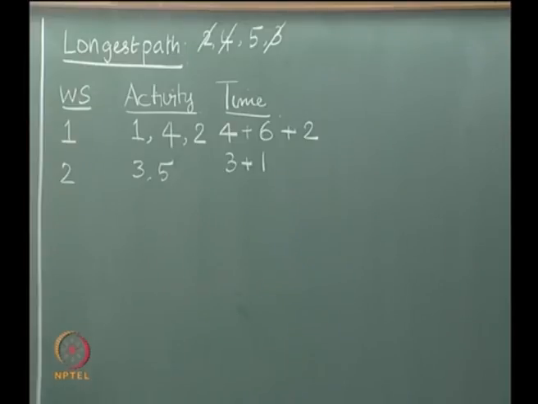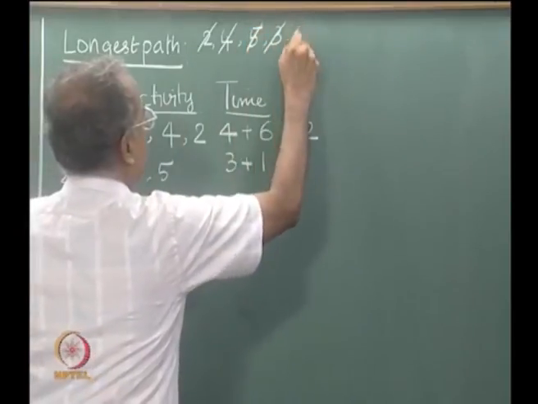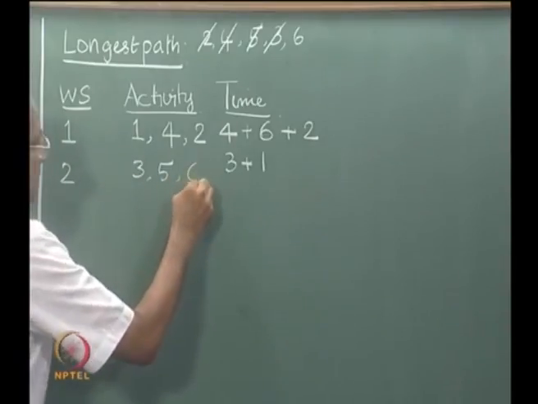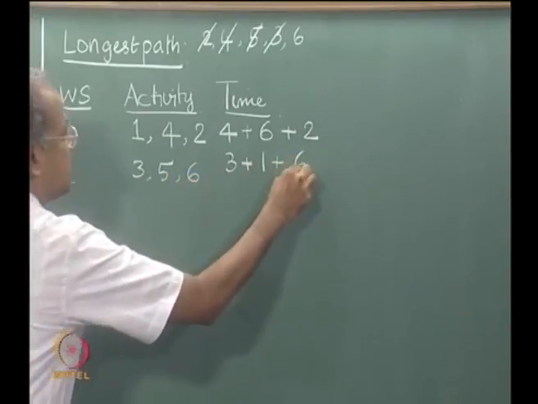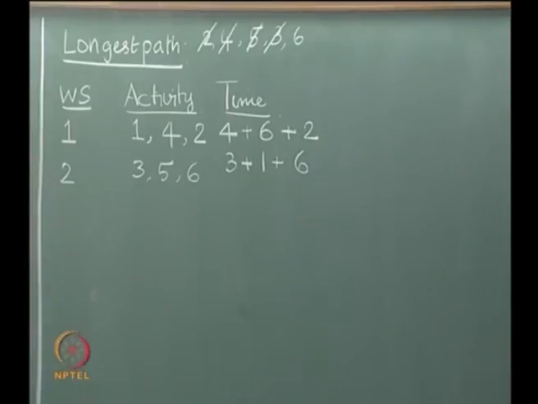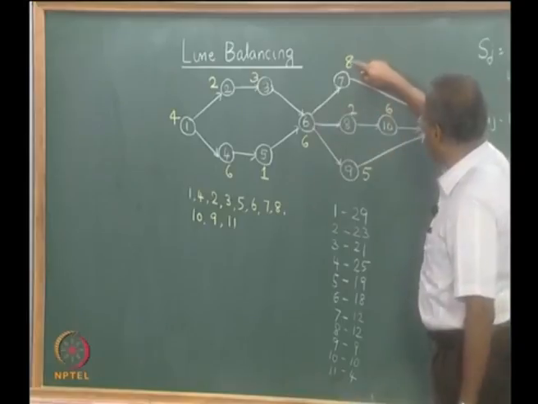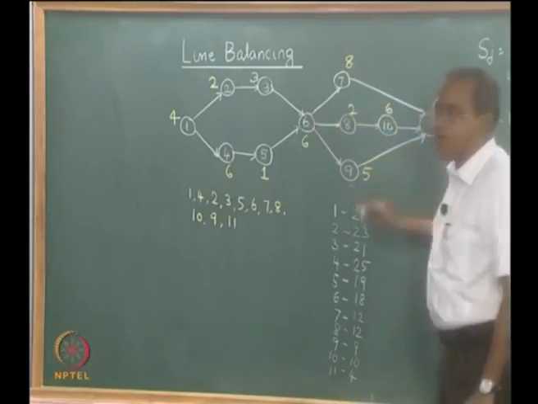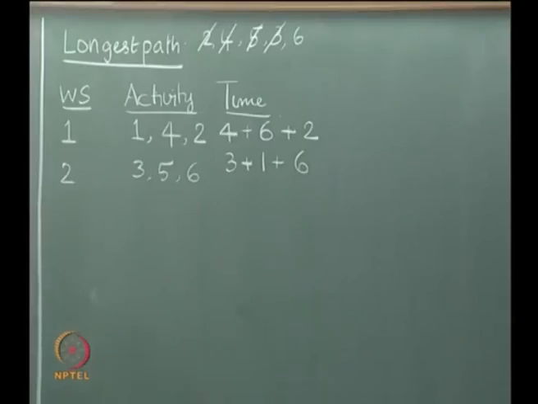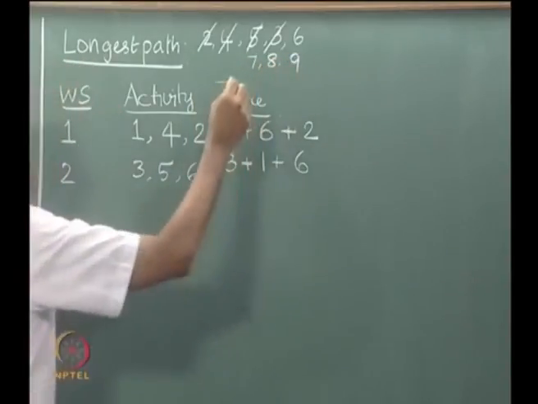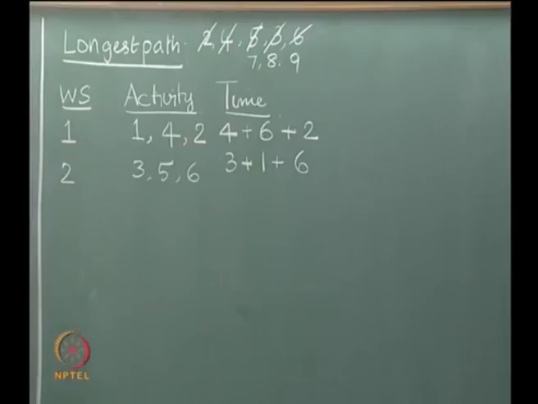Now, 6 is available. 6 is the only one available and 6 can be added here. So, plus 6, 6 also takes 6 time units. Once activity 6 is allotted, we have 7, 8 and 9 that are available. So, we have 3 activities that are available.